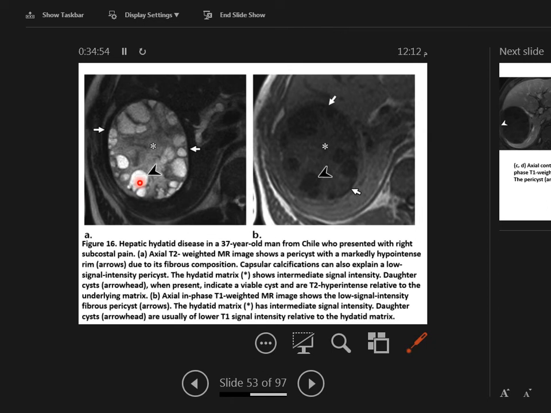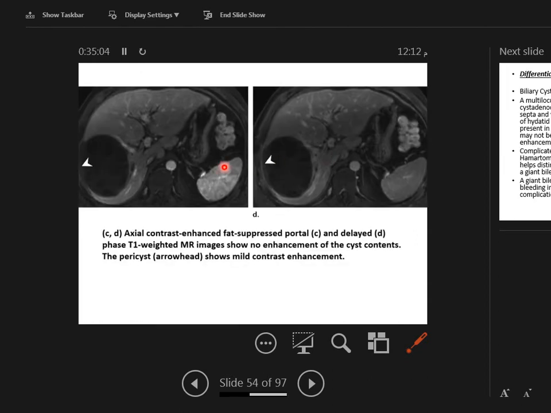This is the daughter cyst. This is T1. And this is T2, and this is T1. This is the faint enhancement of the outer wall, but there is no enhancement in the septa or the inner part.